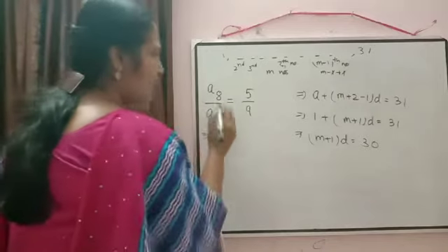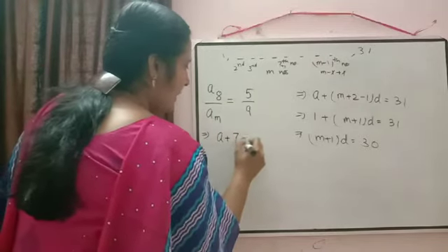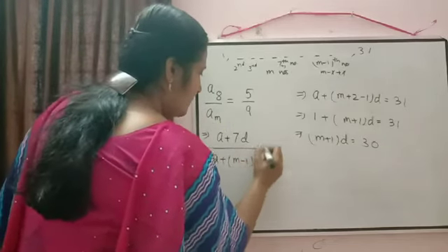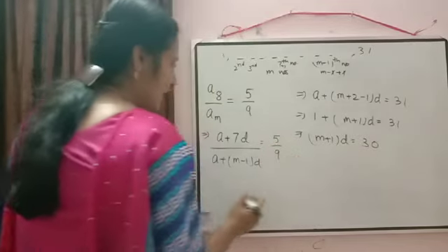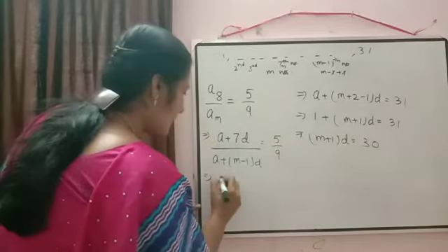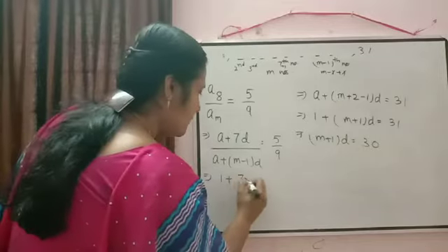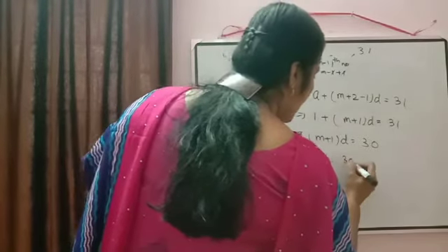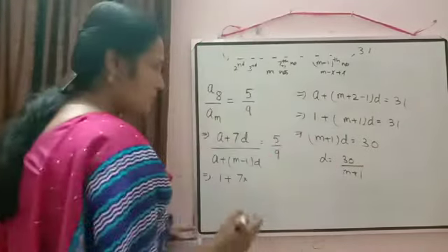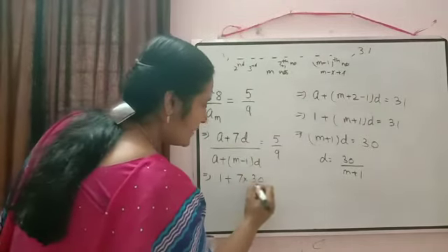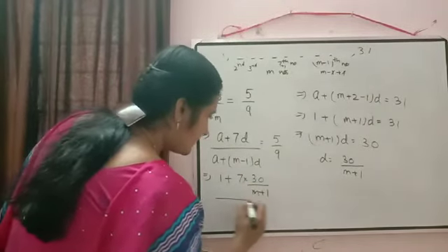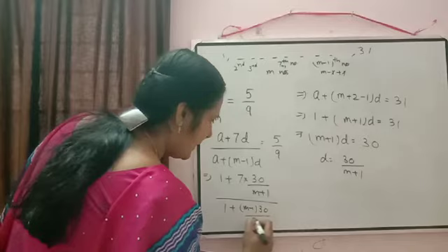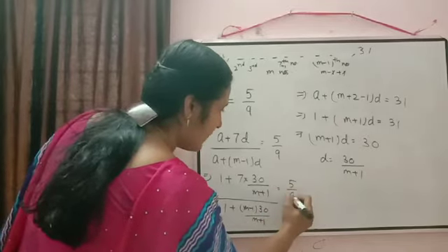According to the formula, A8 will be equal to a plus 7d by a plus (m minus 1) into d is equal to 5 by 9. Now a is already given as 1 there. So 1 plus 7 into, in place of d what we can write? From here d can be written as 30 by (m plus 1). So in place of d I am going to write 30 by (m plus 1). Similarly here also, 1 plus (m minus 1) into 30 by (m plus 1) is equal to 5 by 9.